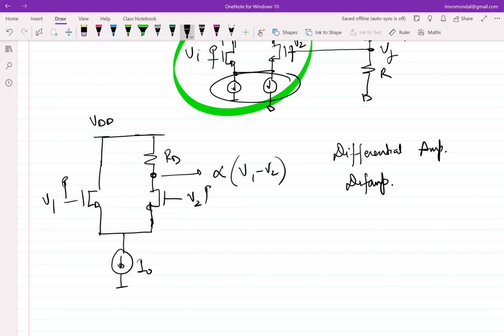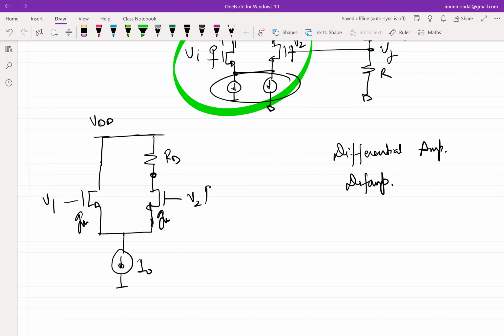It doesn't respond to any common input. If both V1 and V2 increase by the same amount, you will not see any excitation at the output. Now let's come back to his question of why we got that GM by 2 term. So this is GM, this is GM.